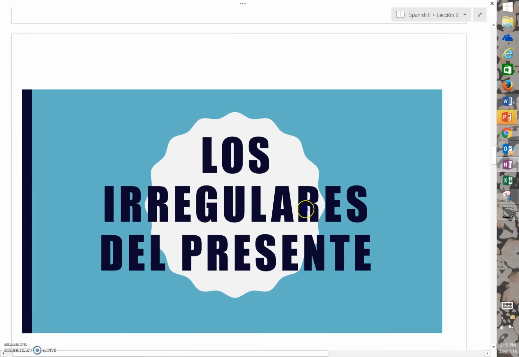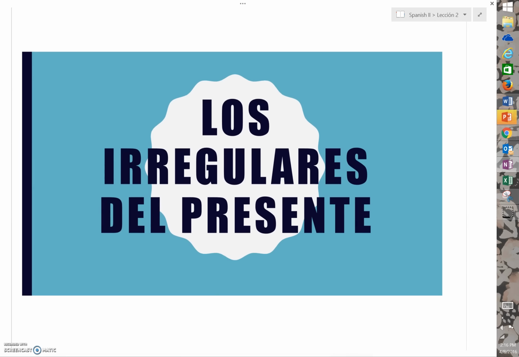Now, let's move into los irregulares. Just like the preterite, the present tense has a lot of irregulars. Tomorrow in class, you are going to receive a yellow packet that has all of the different irregular verbs of the present tense. Today, we are going to talk about 2 of these groups.